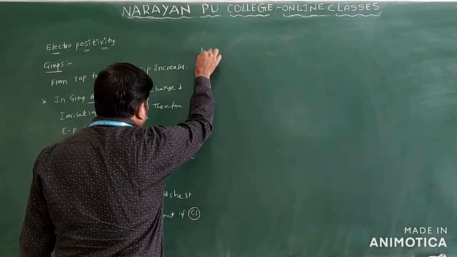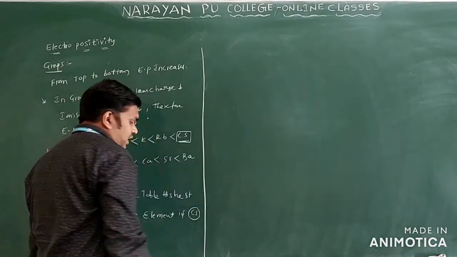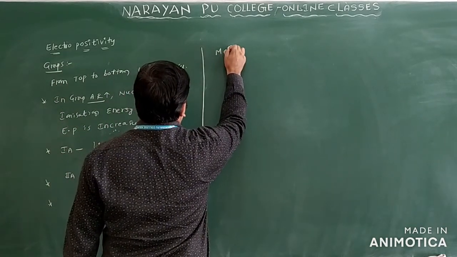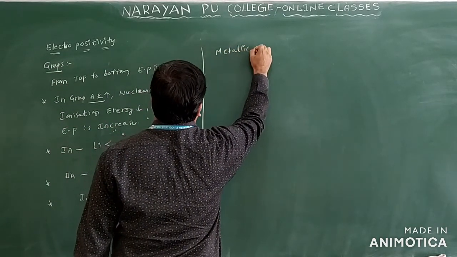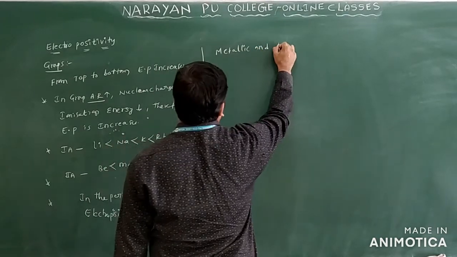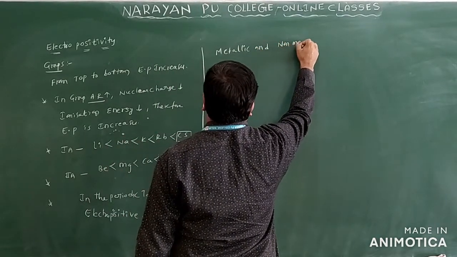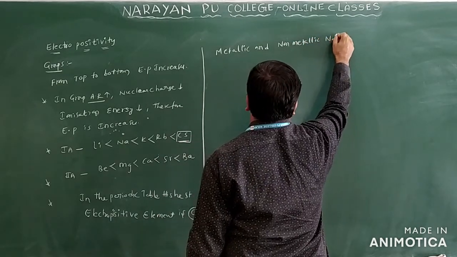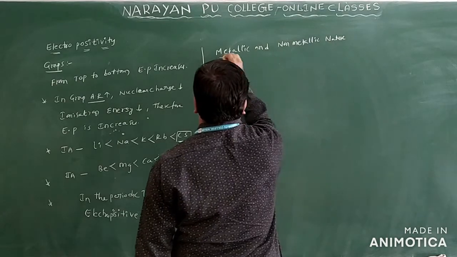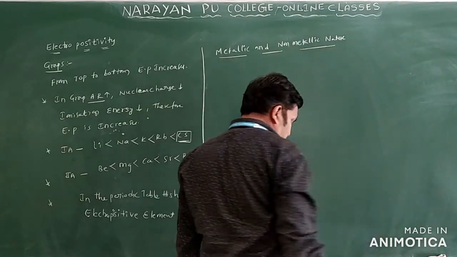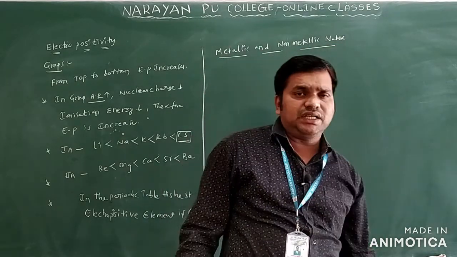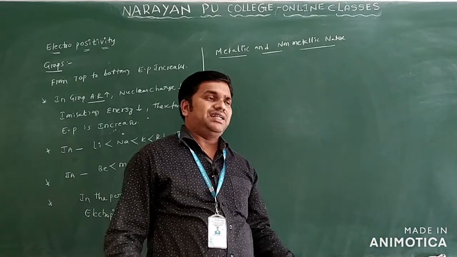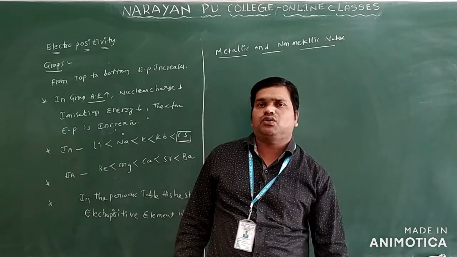Okay, after electropositivity, one more concept you have, that is metallic and non-metallic nature only. Metallic nature means it comes under electropositivity. Non-metallic nature is correlated with electronegativity only.